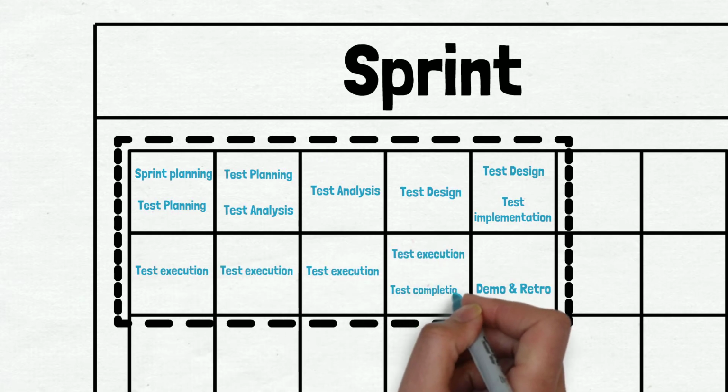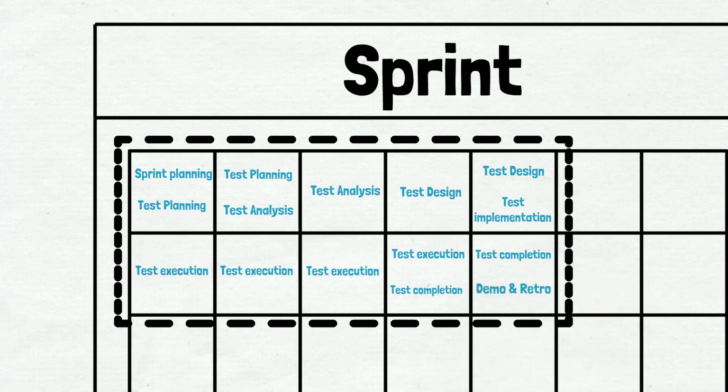And the last 2 days we will have test completion activities and Scrum meetings. The last activity is test monitoring and control. It starts after the sprint planning and ends with the test completion activity. And we're going to discuss each of the activities in detail in this video, so it will take a lot of time.